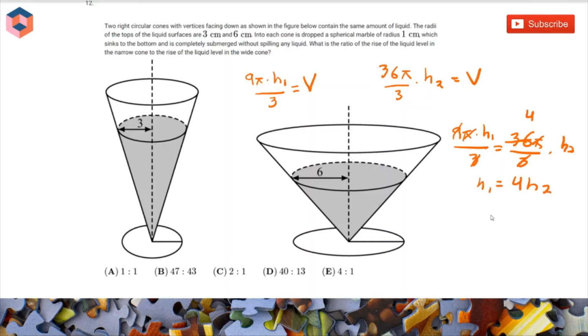What does that tell us? That tells us that this height, one of the heights, the height of the second thing to be more specific, is 1/4 of the height of this first cone.